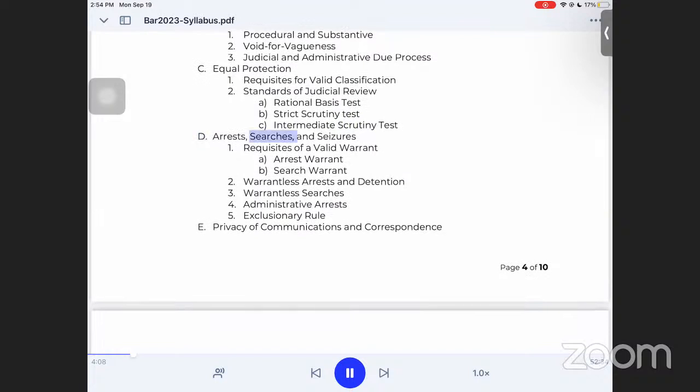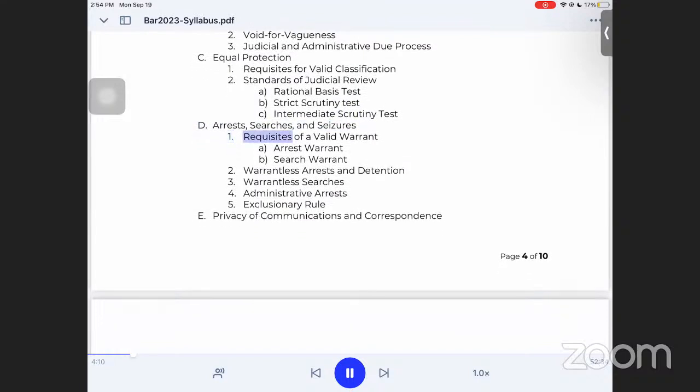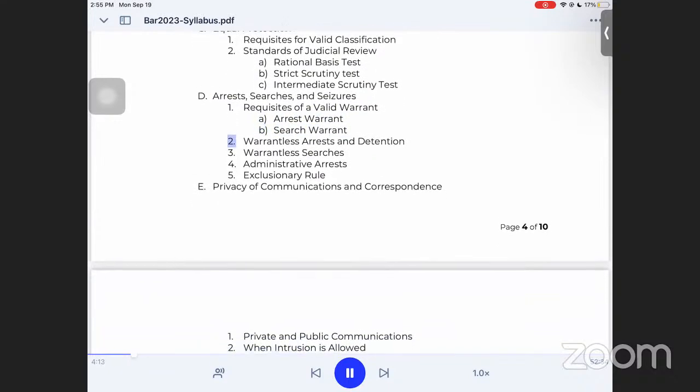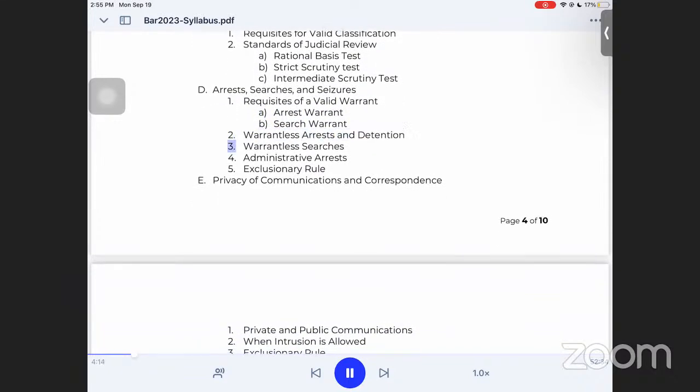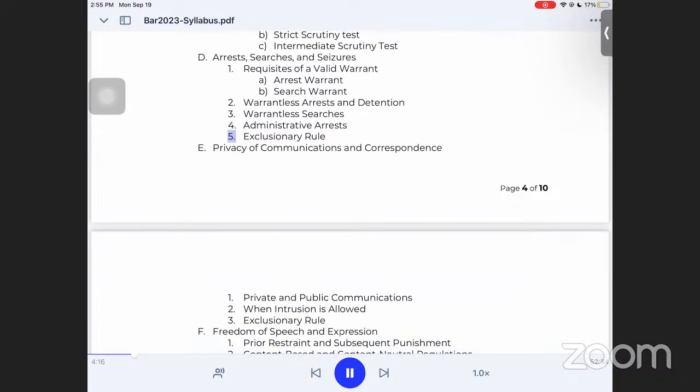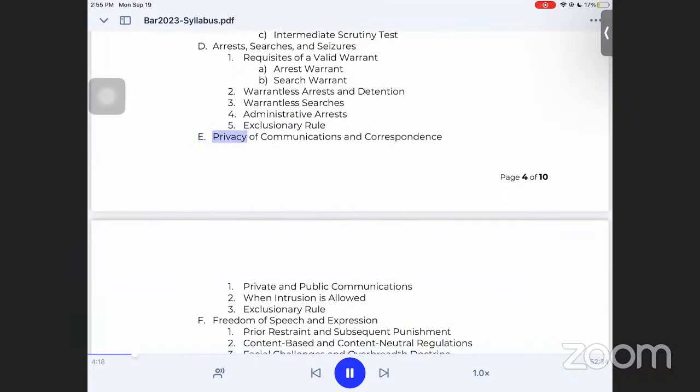D. Arrests, searches, and seizures. 1. Requisites of a valid warrant. A. Arrest warrant. B. Search warrant. 2. Warrantless arrests and detention. 3. Warrantless searches. 4. Administrative arrests. 5. Exclusionary rule. E. Privacy of communications and correspondence.